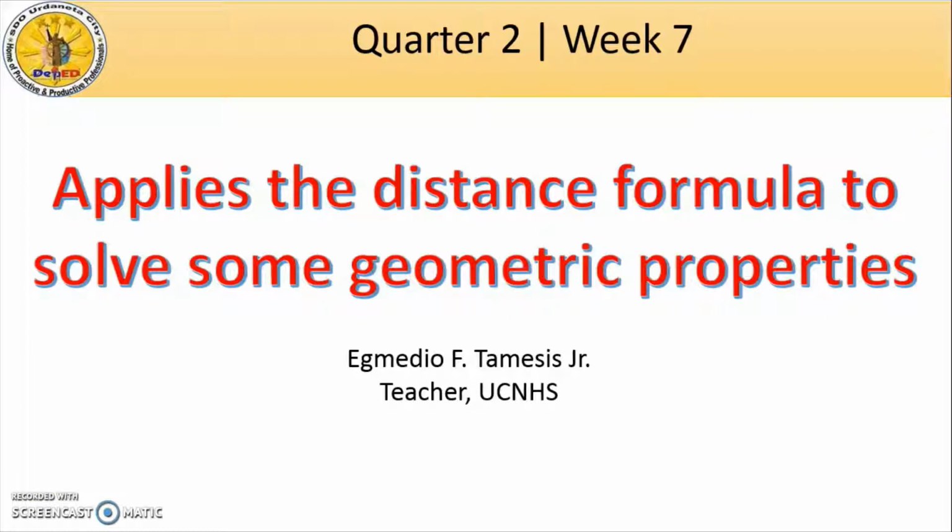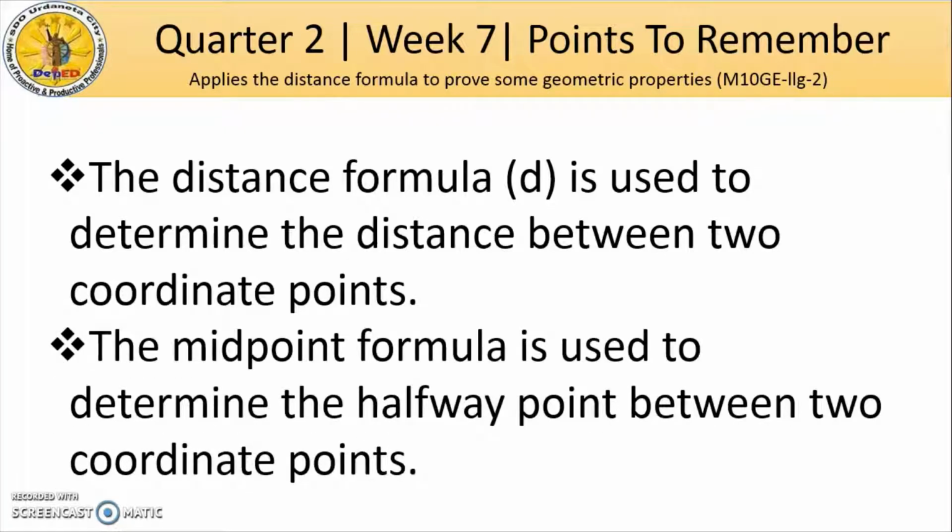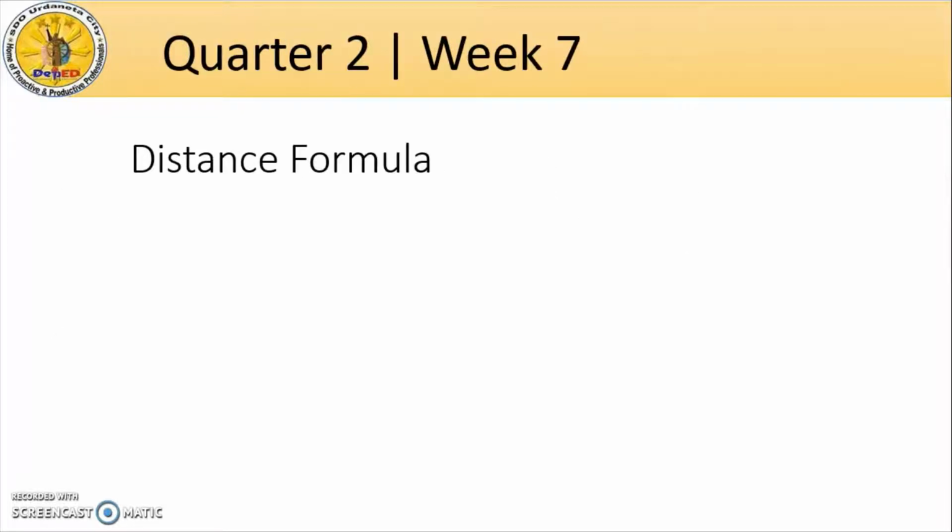Our topic is distance formula applied to solve some geometric properties. The distance formula, d, is used to determine the distance between two coordinate points, meaning we have 2 points that are not aligned horizontally or vertically. The midpoint formula is used to determine the halfway point between two coordinate points.